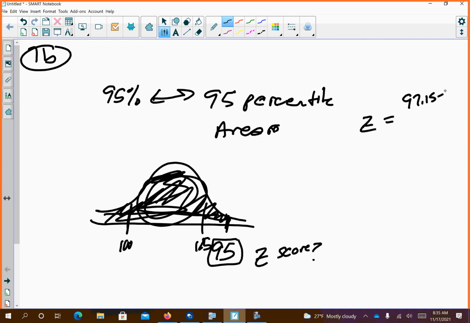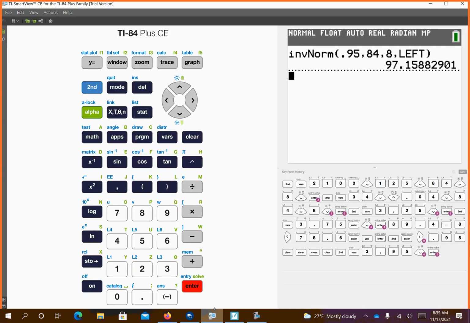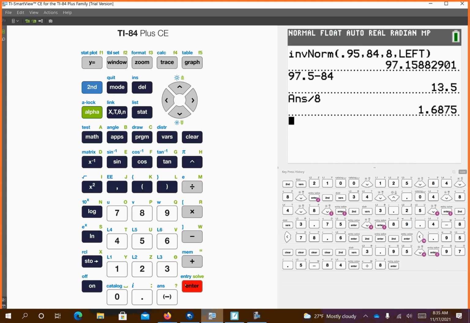And then what was our average? 84 over standard deviation 8. So whatever that comes out to would be our z-score, which would be, I don't know, 97.15 minus 84, divided by 8. So you are 1.7 standard deviations above the mean, rounded to 1 decimal.